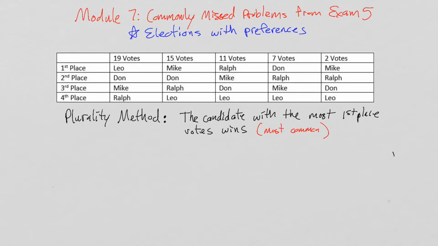This video is for Module 7, and we're going to talk about commonly missed problems from Exam 5, which has to do with elections with preferences.